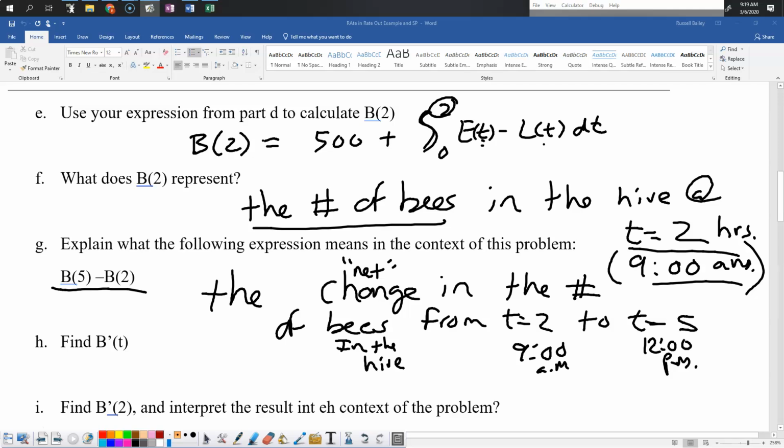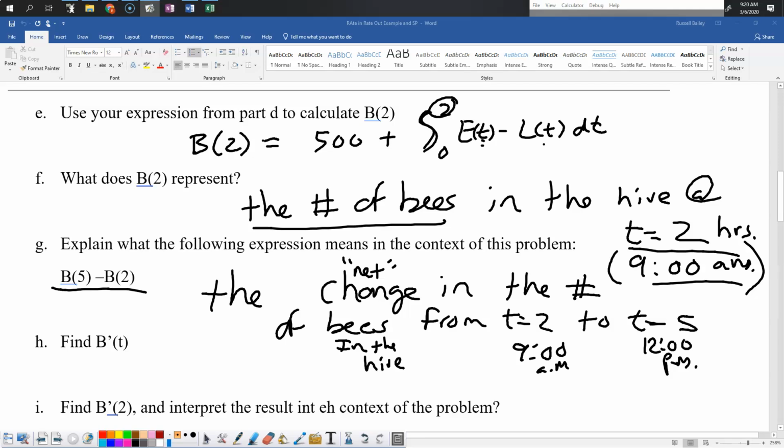Okay? Over that time period, it's basically like if you took a snapshot of how many bees are in there at 12, how many are in there at 9, what's the difference? And so as Angie said earlier, it's just the difference. So I think that could have been an answer too. You could have said it's the difference in the number of bees that are in there at noon versus the number of bees that are in there at 9. That would be a fine interpretation. You should. All right.